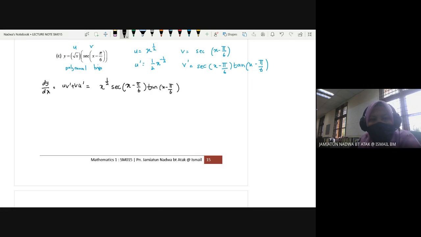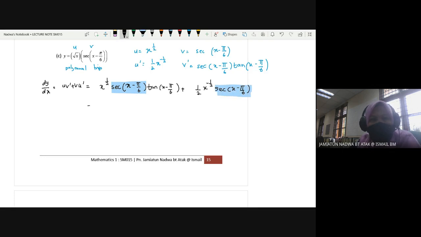Okay, how about the next one? vu prime. So plus half square root x. Okay, x to the power of negative half ni milik bawah ya. Bukan milik atas. So negative half kat atas. Secant x minus pi over 6. Like that. Okay, so kalau awak perasan dekat ini kita ada dua term. Dan kita ada apple. And also apple here.